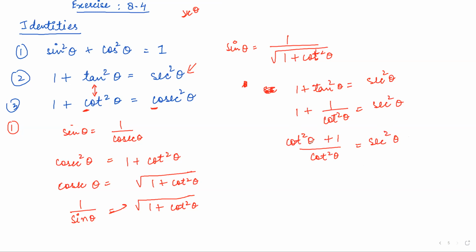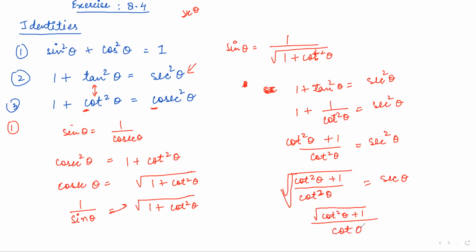Any problem at this step, Sarah? No, ma'am. So I want to find sec theta, so I have to take the under root. So under root of cot square theta plus 1 divided by cot square theta, I mean under root of the full expression, is equal to my sec theta. So the square is gone. Now in the denominator, I have the square root and also the square, so the denominator will become cot theta only, and only the numerator will remain under the square root. So under root of cot square theta plus 1 divided by cot theta is equal to sec theta. So you can see I have expressed sec theta in terms of cot theta.